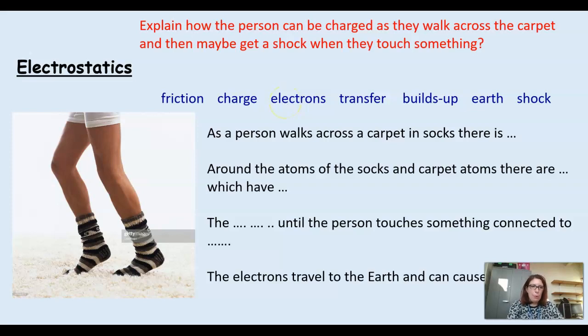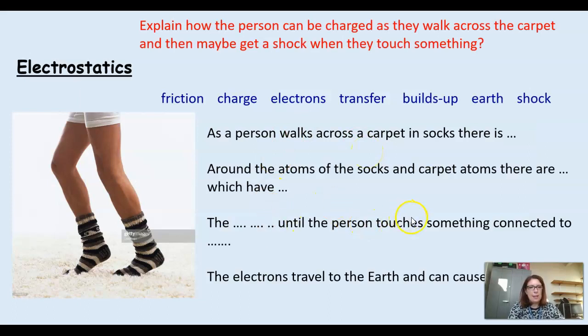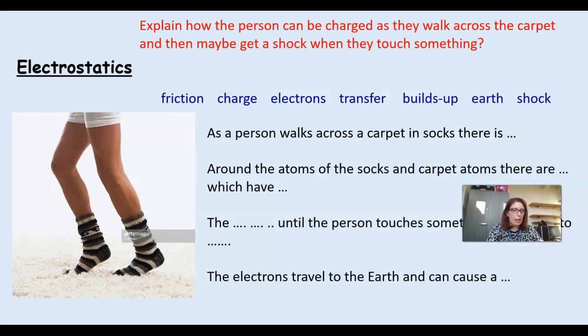So this is the key main point that we're looking for in electrostatics. Explain how the person can be charged as they walk across the carpet and then maybe get a shock when they touch something. As a person walks across a carpet in socks, there is friction. Around the atoms of the socks and the carpet atoms, there are electrons, which have a negative charge. The charge builds up until the person touches something connected to Earth. The electrons then travel to Earth and can cause a shock.